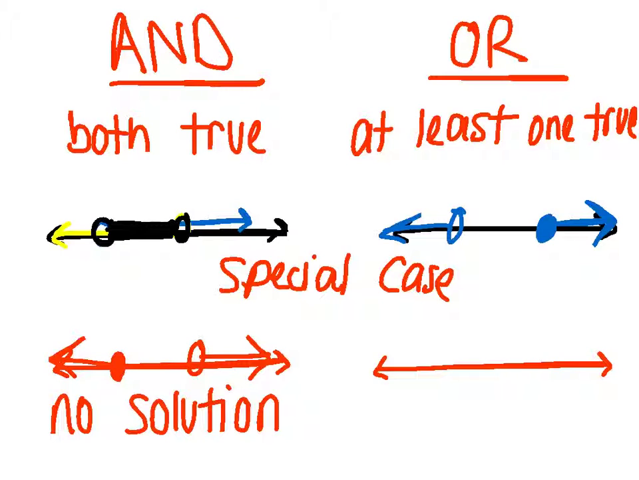Our special case for "or" was when our graphs did overlap, because then everywhere on the graph, you have at least one inequality that is true. What was this special case? What did we call this, where everything on the graph can be true? All real numbers.